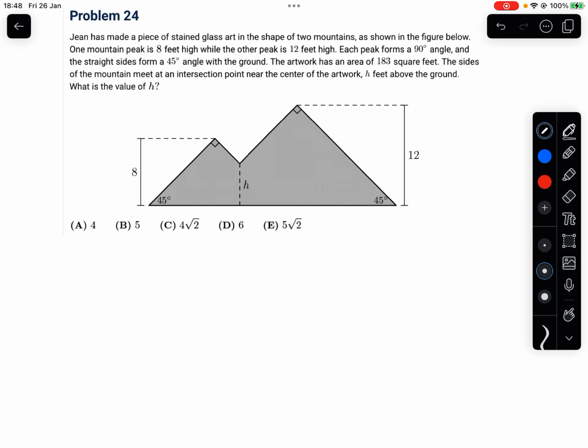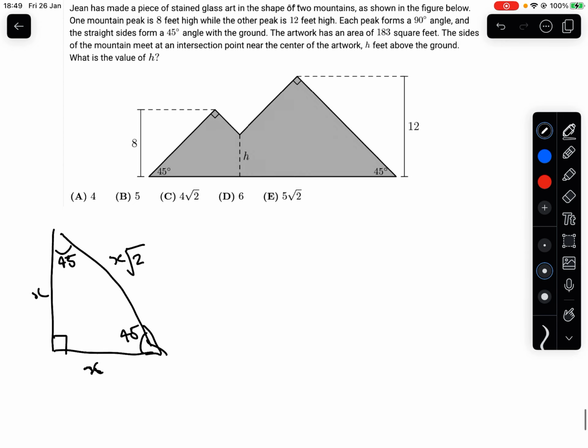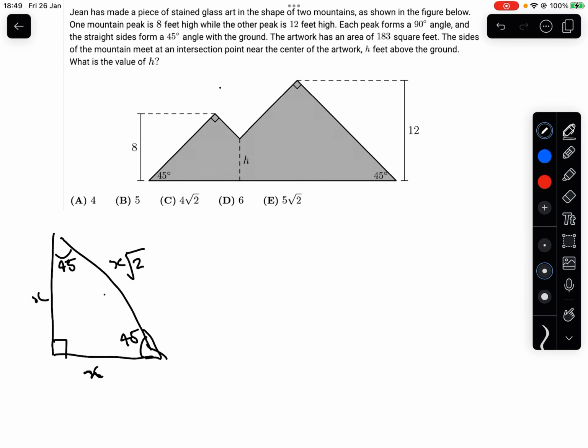Okay, so a concept you need to know for this problem is the concept of the 45, 45, 90 triangle. This is a right triangle, and these two angles are both 45 degrees. If this is the case, then these two sides are going to be equal, and the hypotenuse is going to be x times root 2. This always applies to all 45, 45, 90 triangles.